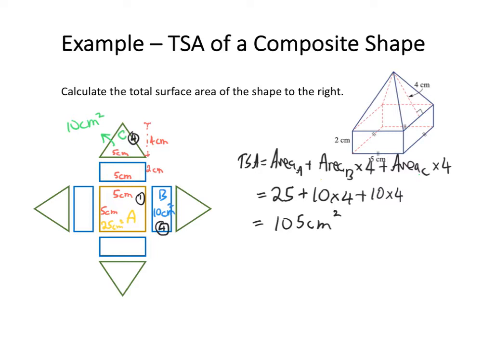So that's an example of how we can calculate the total surface area of a composite shape by breaking the shape apart, drawing the net, and calculating the individual areas of each shape that compose the net, and then adding them together at the end.